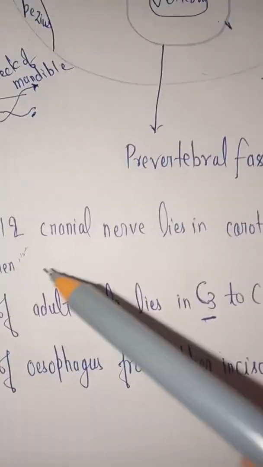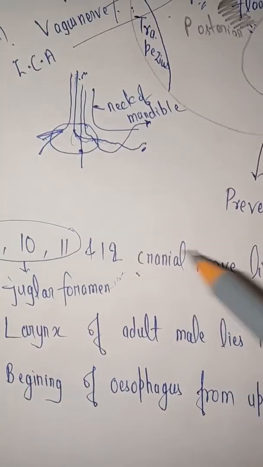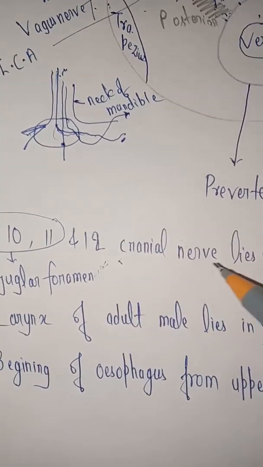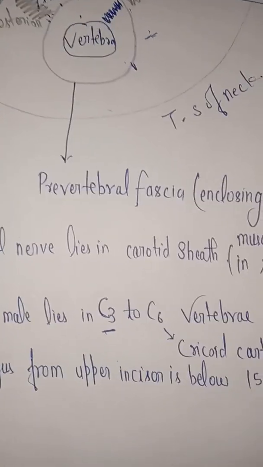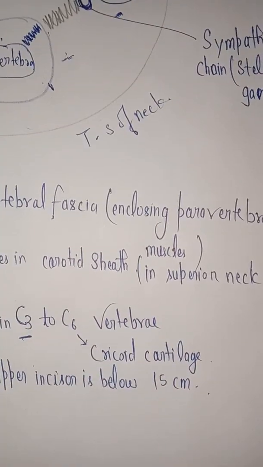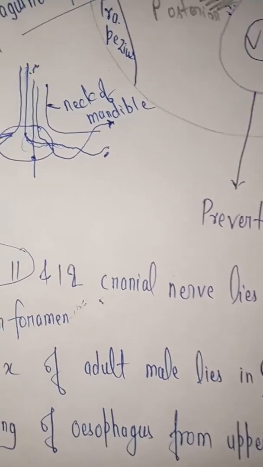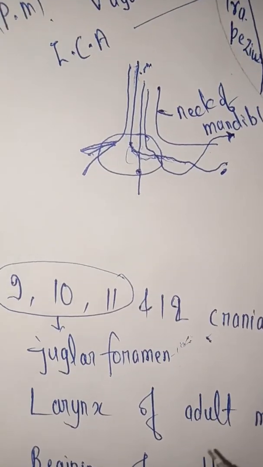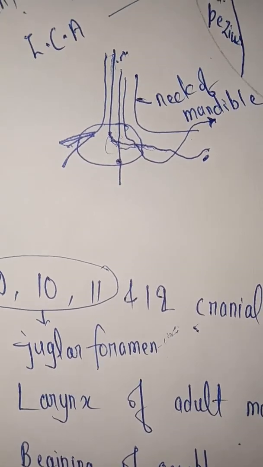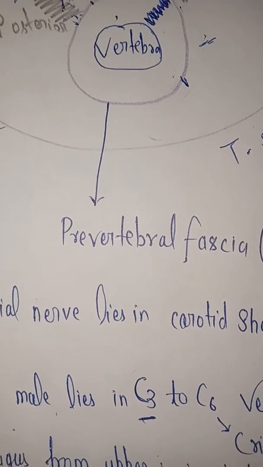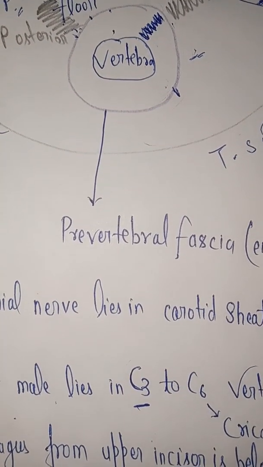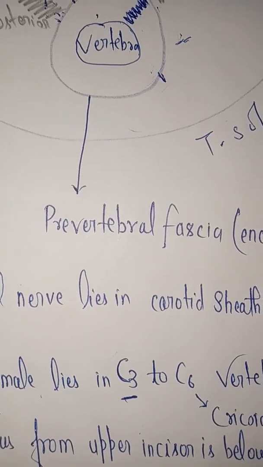So we are just reviewing this. The 9th, 10th, 11th, and 12th cranial nerves lie in the carotid sheath, as seen in the transverse section of the superior neck area. Here the common carotid artery bifurcates at the level of the upper border of the larynx of the adult male, at the C3 to C6 vertebrae, where the esophagus and trachea start.